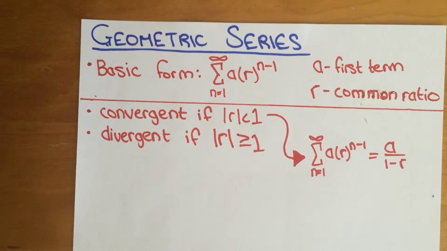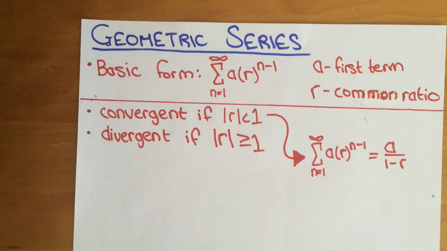Alright, let's move on to geometric series. The basic form of a geometric series is the summation a times r to the n minus 1, where a represents the first term of the sequence and r is the common ratio. Each term is obtained by multiplying the preceding one by the common ratio.